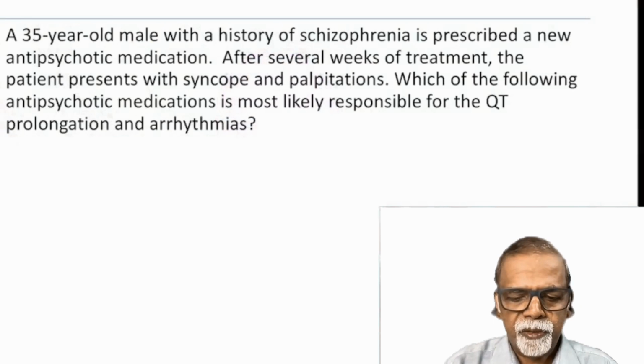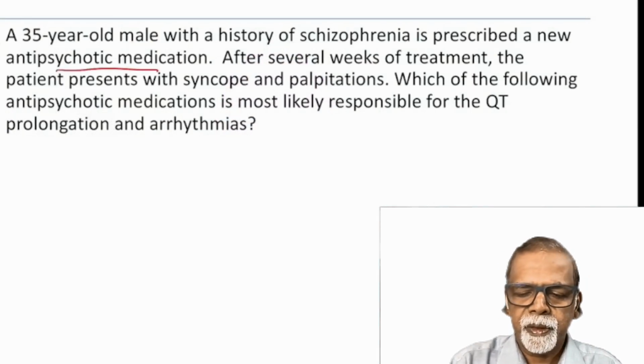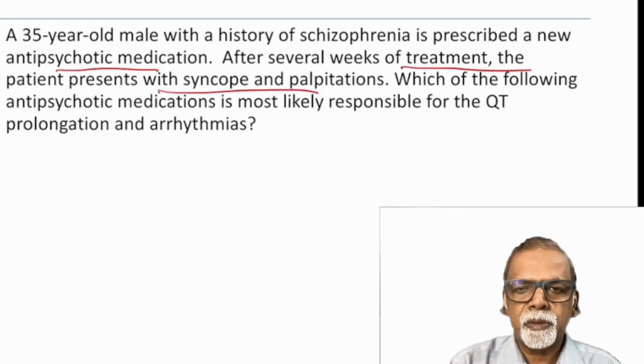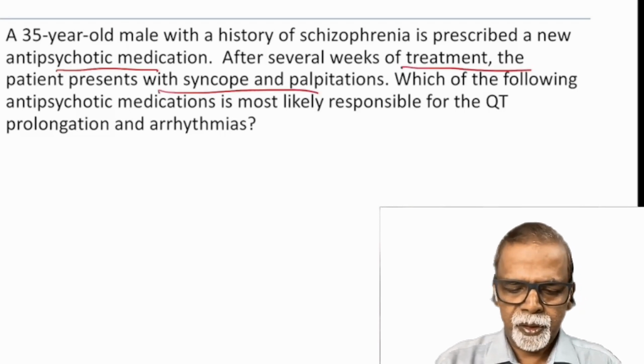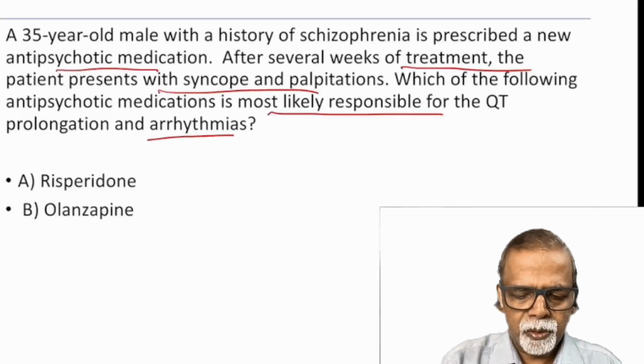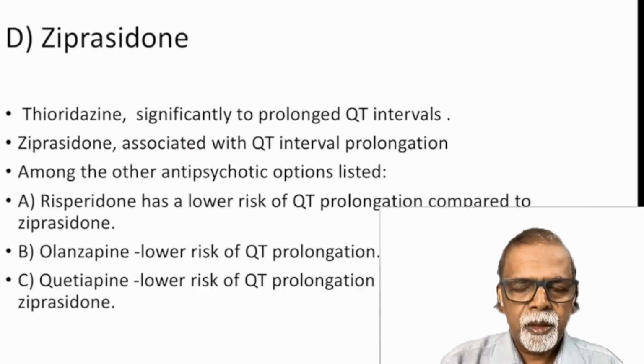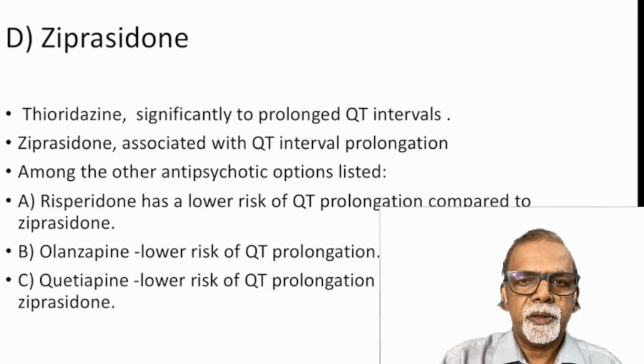A 35-year-old male with a history of schizophrenia is prescribed antipsychotic medication. After several weeks of treatment, the patient presents with syncope and palpitations. Which of the following antipsychotic medications is most likely responsible for arrhythmias? The options are risperidone, olanzapine, quetiapine and ziprasidone. So the correct answer is ziprasidone.